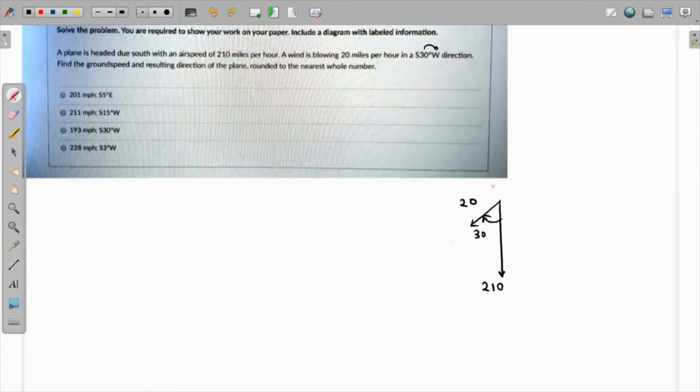We need to find the resultant ground speed in the direction of the plane to the nearest whole number. Always a great idea to make the components of this 20 along the velocity of the plane and perpendicular to the velocity of the plane. So that's going to be 210 remains as it is. 20 will become 20 cosine of 30 degrees, and this will become 20 sine of 30 degrees.